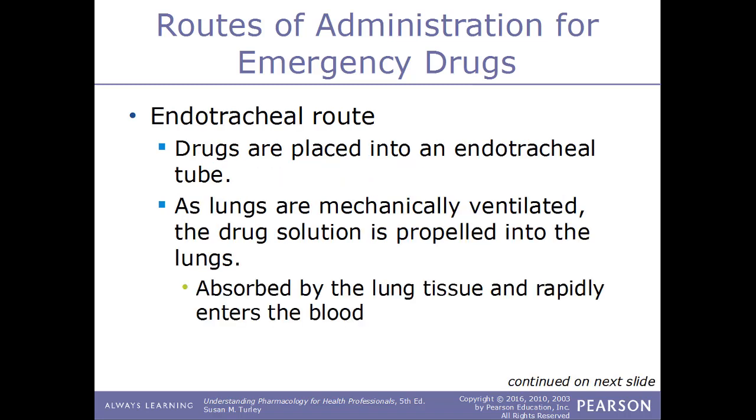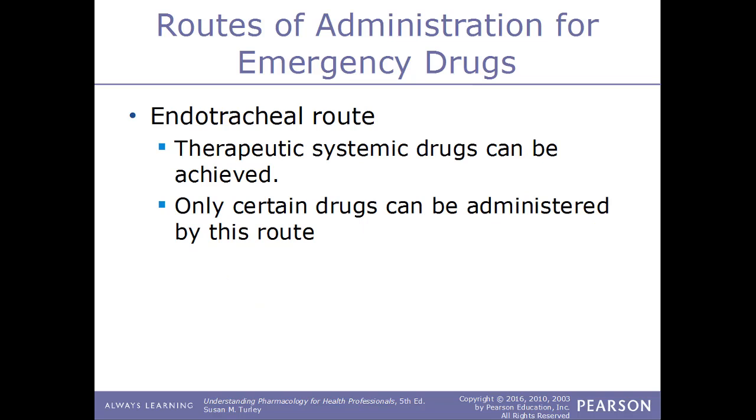Another route of administration for an emergency drug would be the endotracheal route. This is where drugs are placed within an endotracheal tube. And as the drugs are mechanically ventilated, the drug solution is propelled into the lungs and absorbed into the alveoli, the air sacs within the lungs. At this point, it's able to be absorbed very quickly and enters the bloodstream very quickly. In choosing this route, therapeutic systemic drug levels can be achieved, but only certain drugs can be administered by this route. Not every drug can use this method.